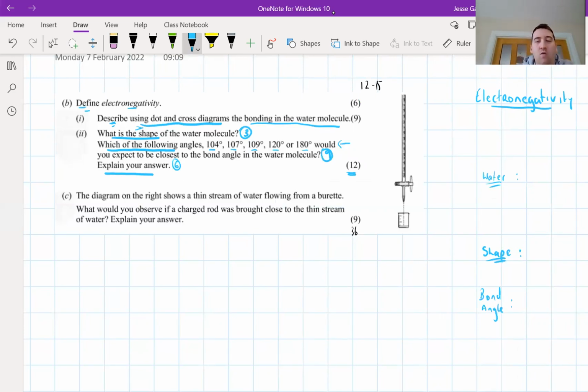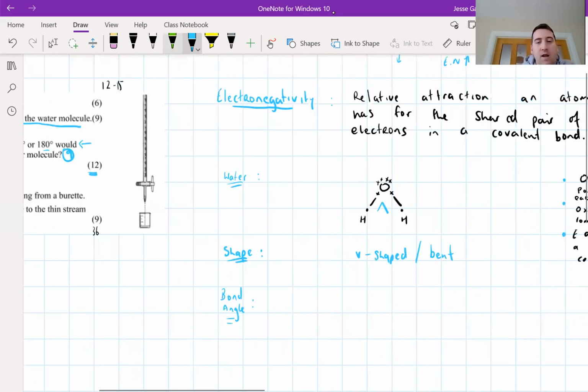So bond angle, hopefully the one that you went for was 104. Now in class, we would have learned 104.5 was the proper bond angle. So this one here is definitely the closest, 104. And explain your answer. This is the important bit. Why is it this one? Why is it this bond angle? What causes the bond angle of 104 when we look at this up here? So pause the video and write down the reason why this is the correct bond angle.